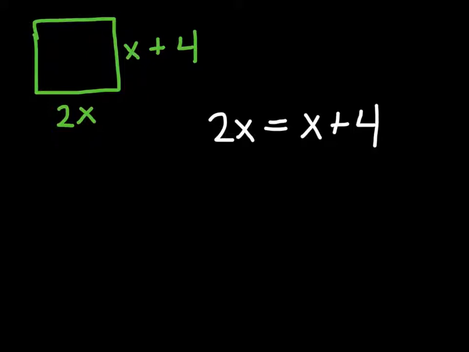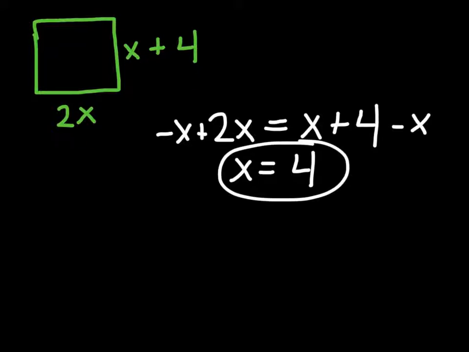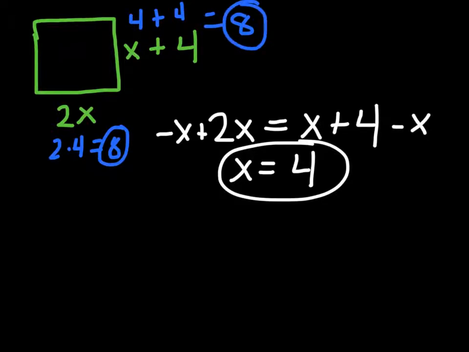Now we simply solve for x. We'll subtract an x from each side, giving us x equals 4. However, this is not what our question has asked us to find. Our question has asked us to find the perimeter of the square. So now if we know that x equals 4, let's plug it in and make sure that that works. 4 plus 4 equals 8. 2 times 4 also equals 8. Okay, good so far. We know that the two sides are of equal length.